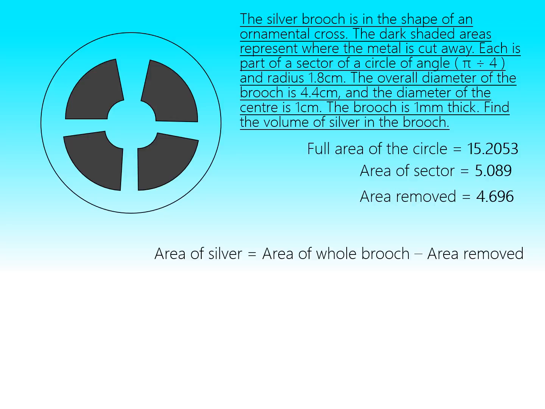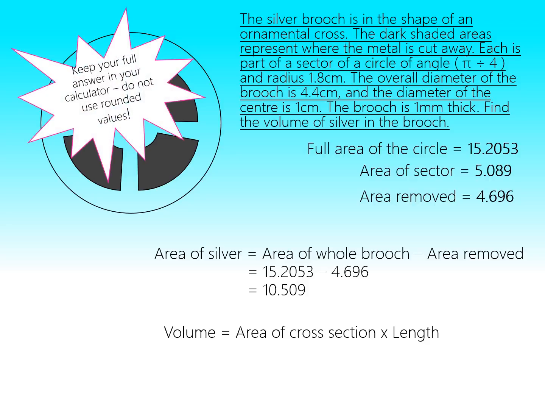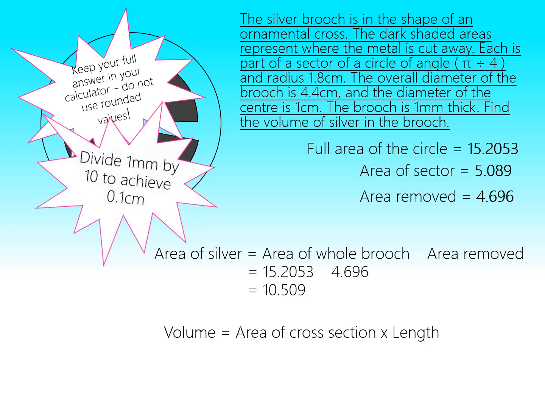So the area of the silver is equal to the area of the whole brooch, subtract the area removed. So from what we've noted down, we can work this out to be approximately 15, subtract approximately 5, which is equal to 10.5. And then to work out the volume, because the question asks for volume, we have to do area of cross-section by length, which we should know from GCSE. And again, we must keep the full answer in your calculator.